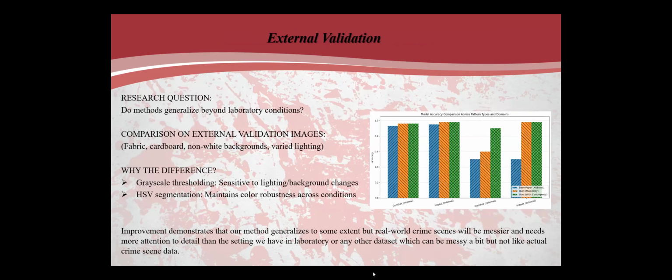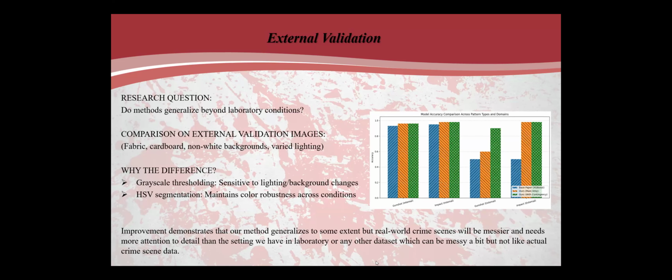So this is the external validation. The main thing we wanted to do was address that the baseline failed if the lighting condition or background changed a bit. So we wanted to make sure the generalization holds to some extent. We tested both our approach and the baseline method on external validation images that weren't seen during training. This represents more realistic variations in image conditions.